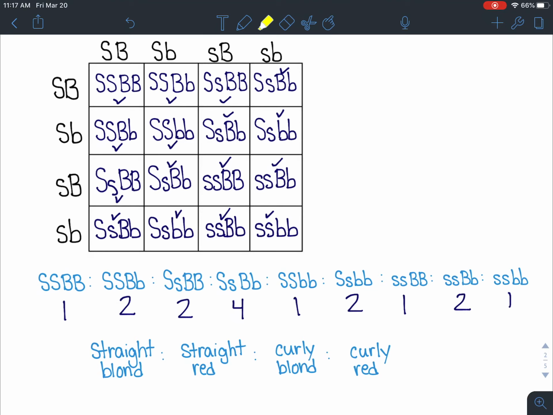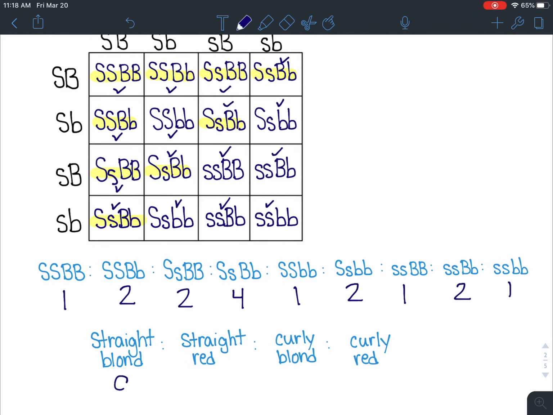So how many of these individuals would be predicted to have straight blonde hair? In order to meet those requirements, the individual has to have an allele for dominant on both genes. Now, it only has to carry 1 to show the dominant characteristic, so we're going to just look for something that has a capital S and a capital B, and that will qualify. I'm going to highlight those in yellow, so straight blonde will be yellow. There's 1, 2, 3, 4, 5, 6, 7, 8, 9. So there will be 9 individuals that will show that dominant phenotype.